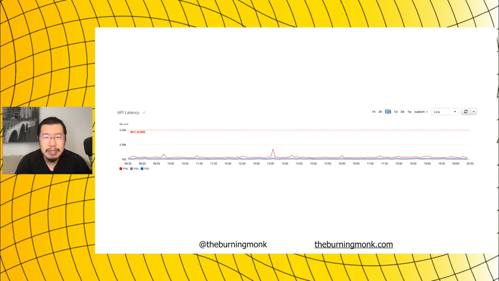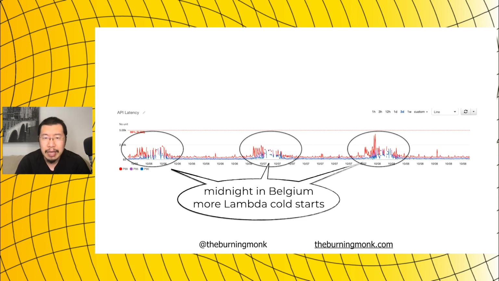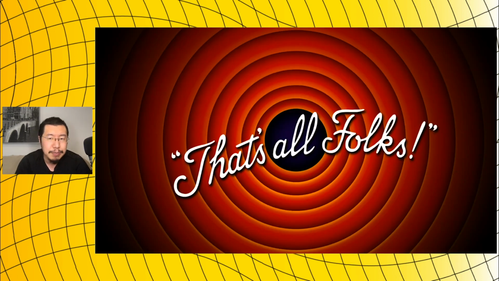Oh, and the latency in general is pretty good as well. P99 is stable around 500 milliseconds during the day when people are using it. At night, in the middle of the night in Belgium where the app is live, you can see those P99 going up because there are more Lambda cold starts and other things like that. But overall, we are still very happy with what we're seeing in terms of performance. And that brings me to the end of this talk.